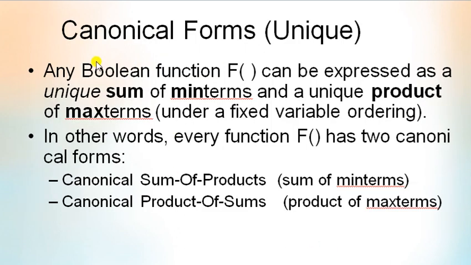Next topic is canonical forms. Any boolean function f can be expressed as the unique sum of minterms and unique product of max terms. We can say that every function f has two canonical forms: canonical sum of products, that means sum of minterms, and the canonical product of sums, that means product of max terms.